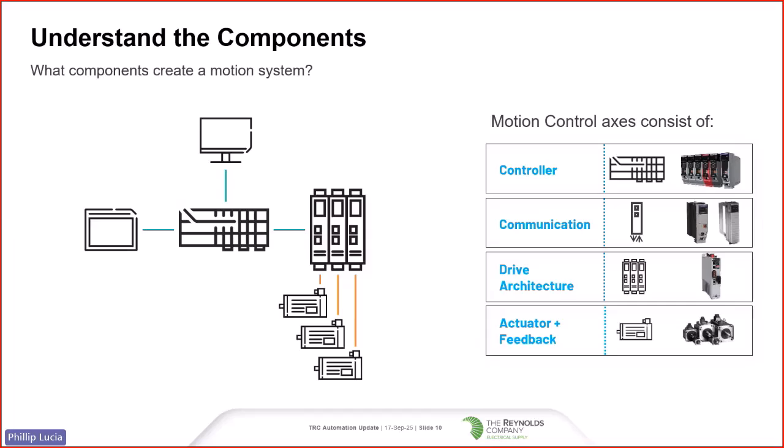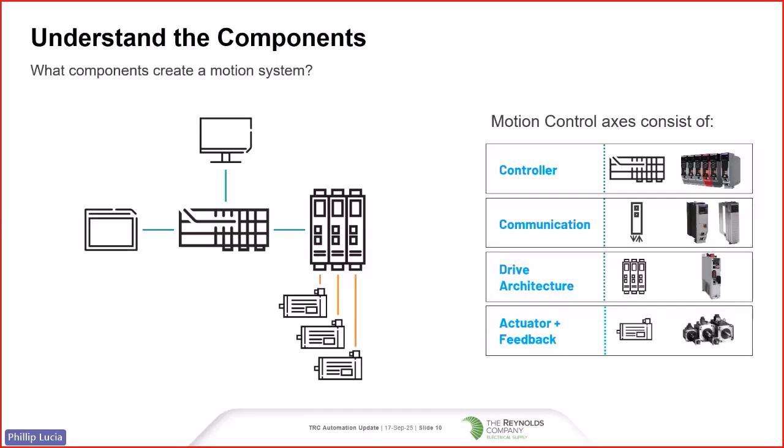What components create a motion system? I'm going to break this down and try to make it very simple. The motion control axes are going to consist of 4 basic parts. Some of these are present and separate from one another. Some systems have these different axes or these different components combined. But we'll talk through them.